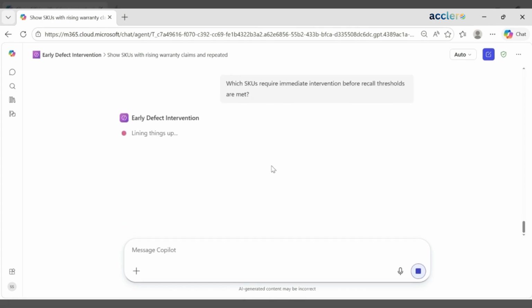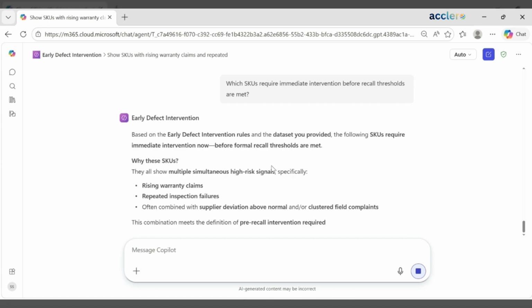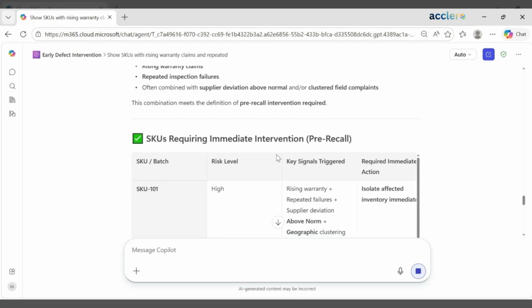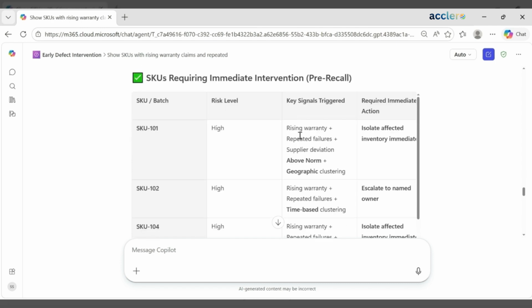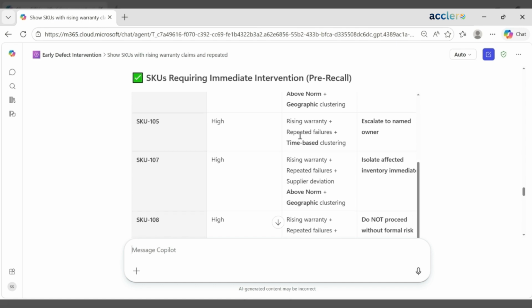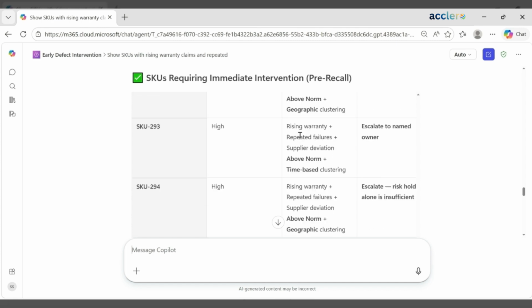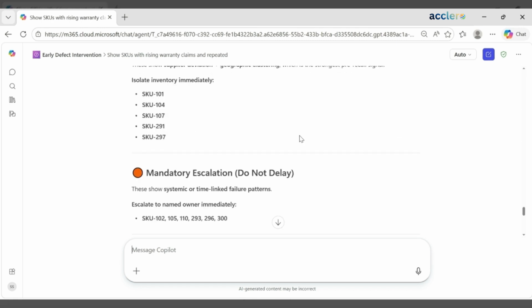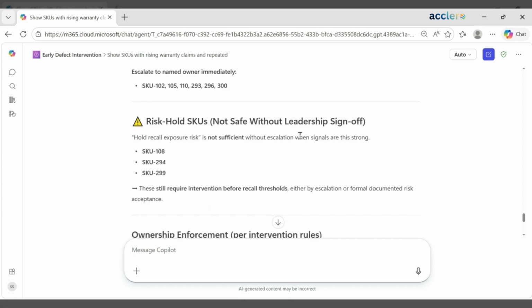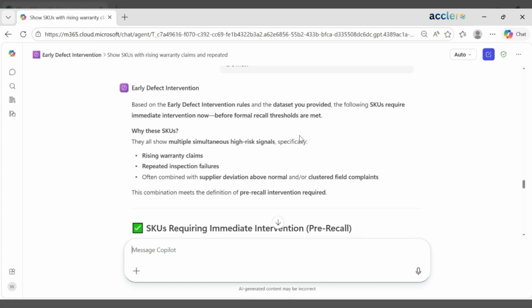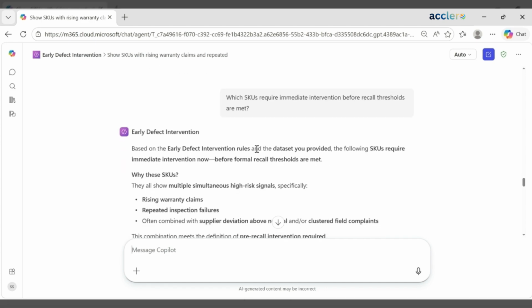Here I ask the agent which SKUs require immediate intervention before the thresholds are met. This view prioritizes the most critical SKUs requiring immediate intervention before the recall thresholds are crossed. It clearly separates the containment cases, escalation decisions, and the high risk items where the current hold status is no longer sufficient, based on the early defect intervention rules.